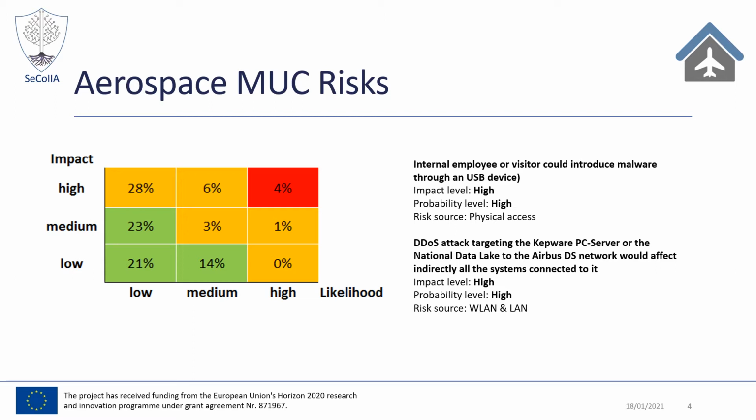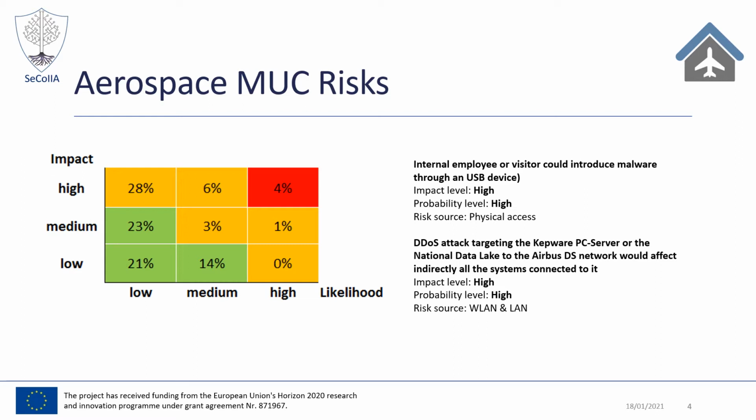So we have one example: an internal employee or visitor could introduce malware through a USB device. You will see that for that risk, we thought that the impact level would be high, the probability would be high, and also the risk source for this one is physical access, meaning someone will go into the plant and will introduce the USB, which is already infected. It doesn't matter if it's accidental or on purpose, the risk just measures this.